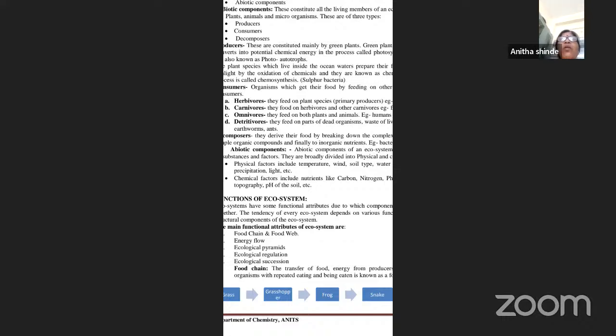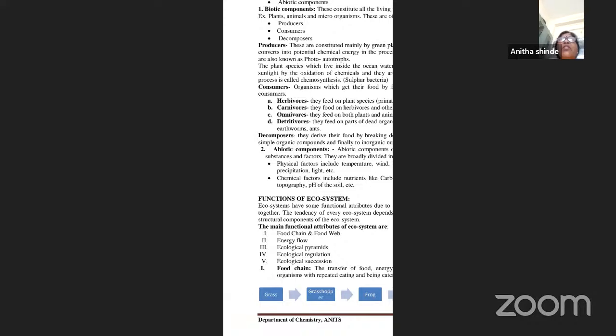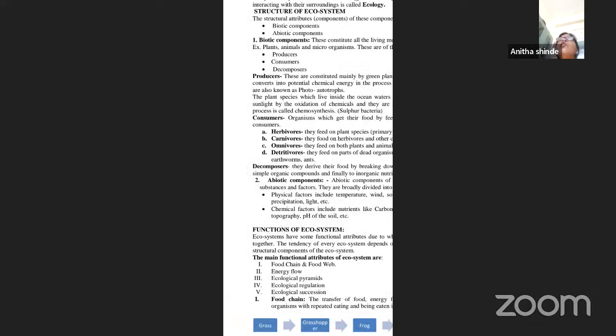Now this is all about the structure of an ecosystem. In an ecosystem, you should have the biotic as well as the abiotic component. Then only you can call it a complete ecosystem. Without the biotic and abiotic component, or without any one of them, the ecosystem will not be complete. So the structure of an ecosystem is made up of two components, biotic as well as abiotic.